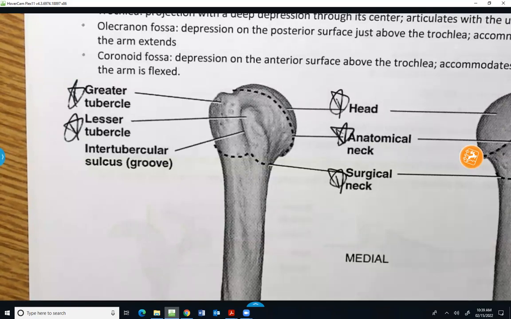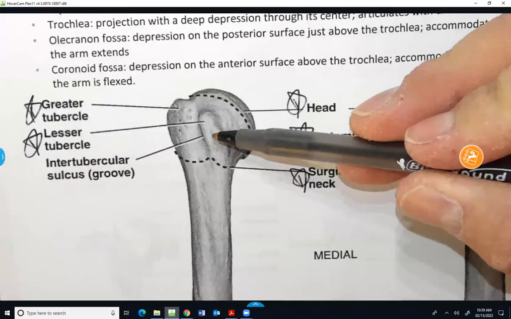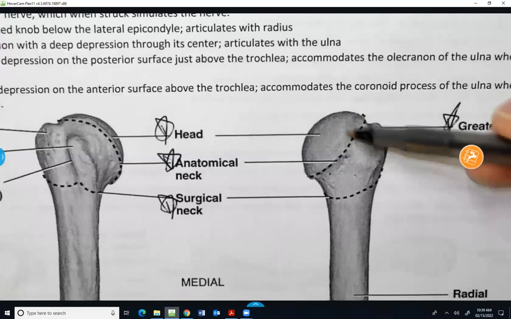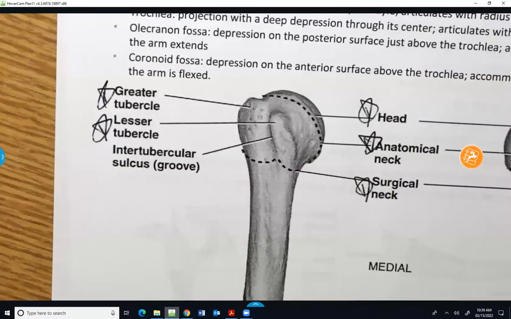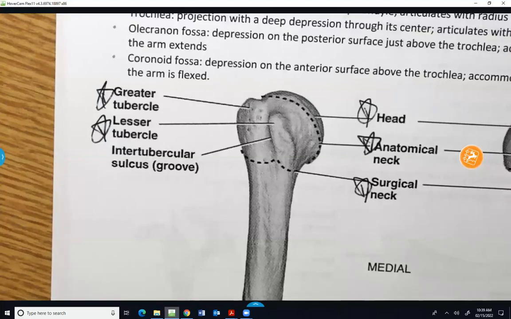Whereas the lesser tubercle, it's on the front and it just points straight ahead. So that's why you can only see it in the anterior view. It's on the front side. This is the back side. We can't see it. And it just points straight ahead. You can actually also kind of root around. You might be able to feel for that as well.